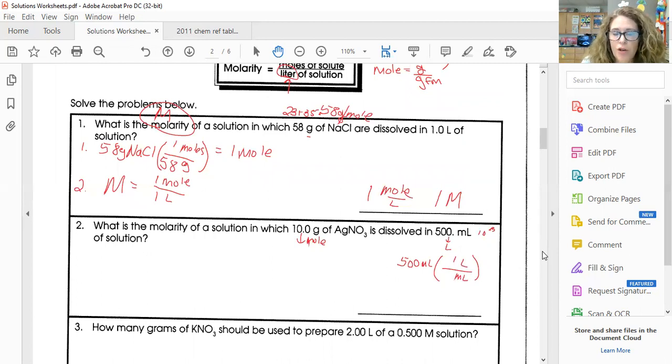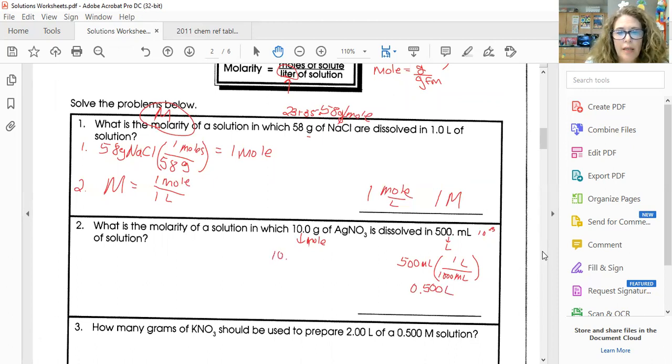1 liter, the larger unit, always gets a 1. And then it is 1,000, right? Because 10 to the minus 3 is 1,000 little milliliters in 1 big liter. So then 500 divided by 1,000 means I move this decimal place 3 places to the left. So then that is going to be 0.500 liters. Now let's take care of our grams to moles conversion.